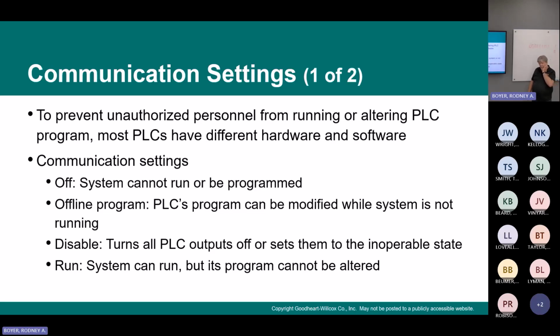COM settings off: the system cannot be run or programmed. Offline program: the PLC's program can be modified while the system is not running. Disable turns all outputs off or sets them to an inoperable state. And run: the system can run, but its program cannot be altered. That's old school.